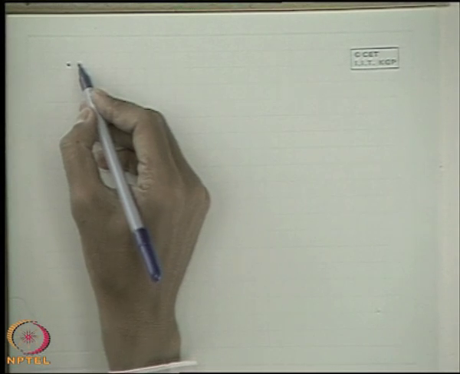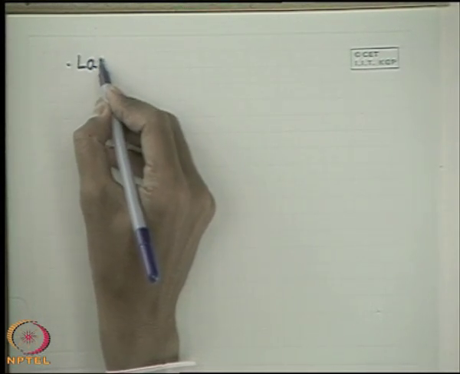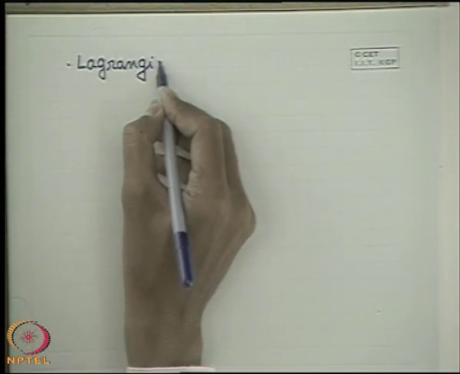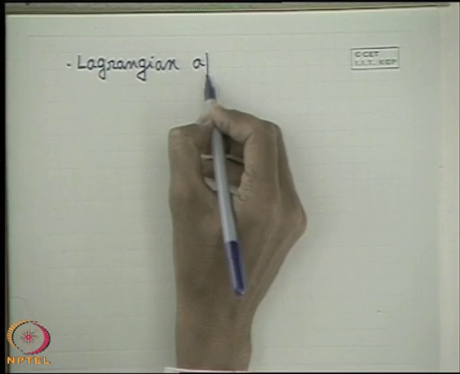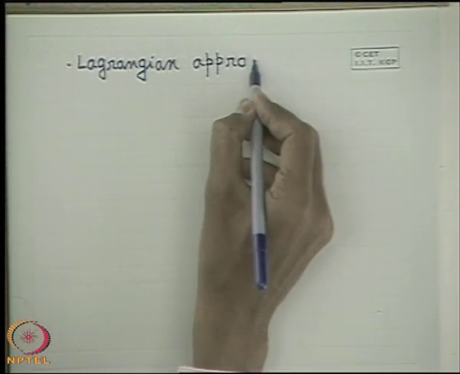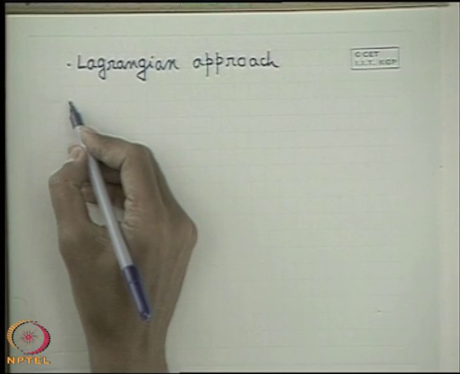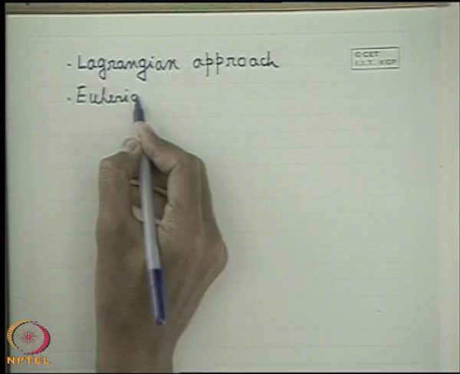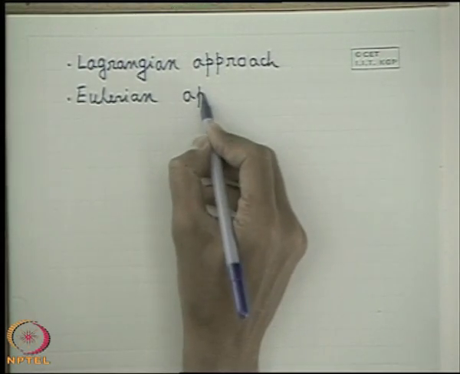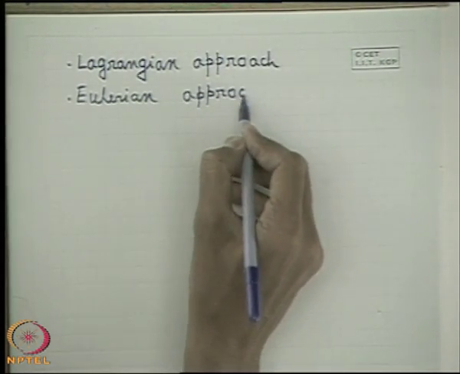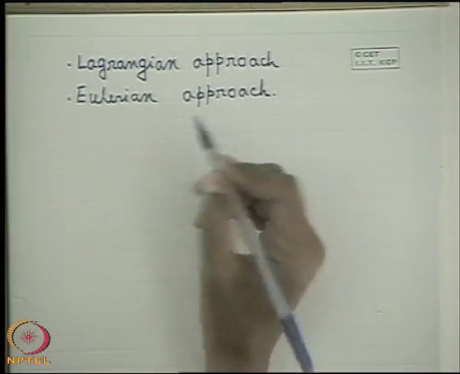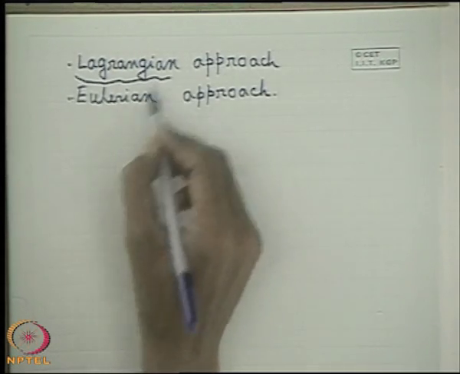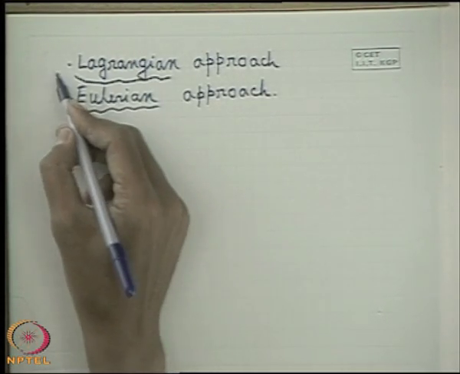So, in kinematics, let us first concentrate that there are two approaches which describe fluid kinematics. One is the Lagrangian approach. Another is the Eulerian approach. This will be very important even when you read thermodynamics. This you should know. One is due to the scientist Lagrange, another is due to the scientist Euler.